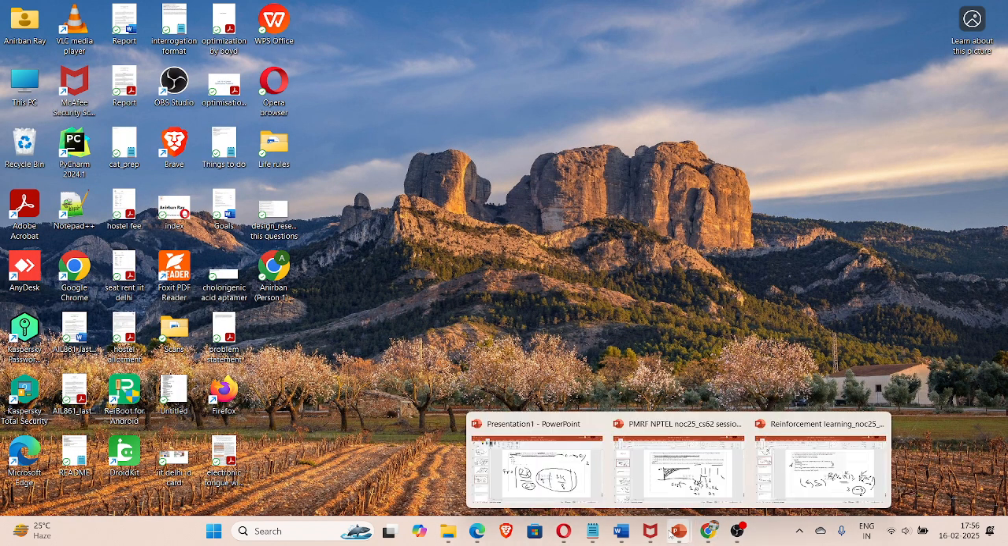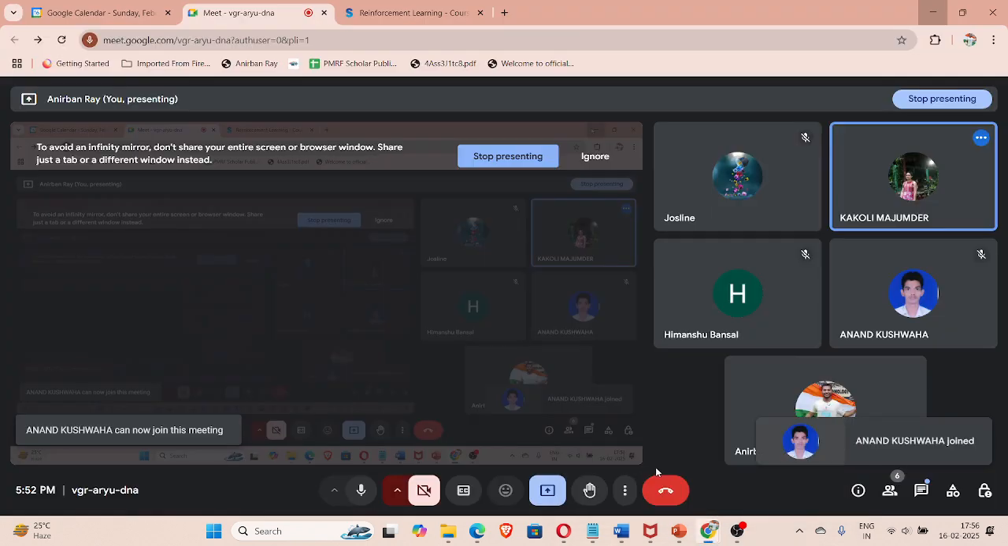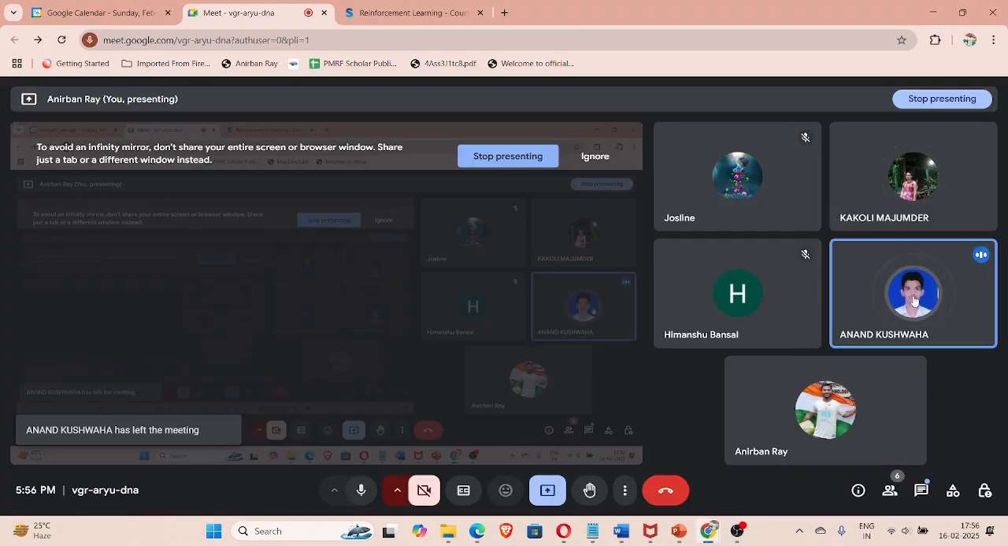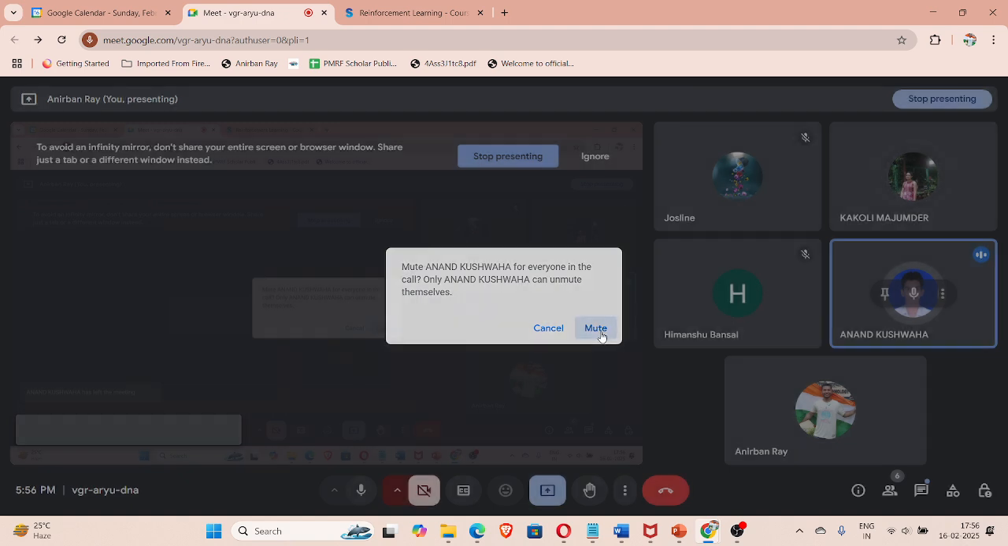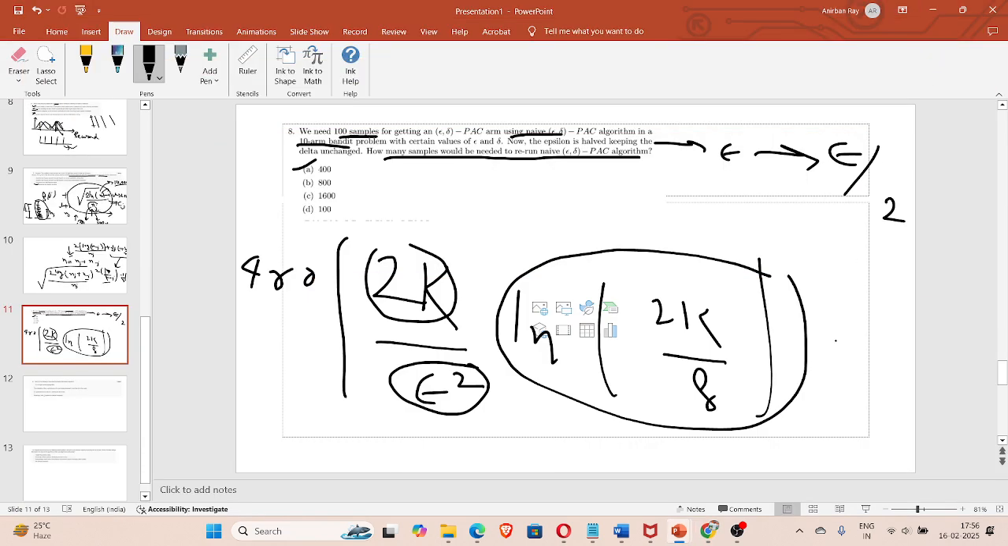So from that we have got epsilon integral. Any doubt? No, it is clear. Someone's mic is on. I think the noise is gone. Any doubt? Now it is clear.